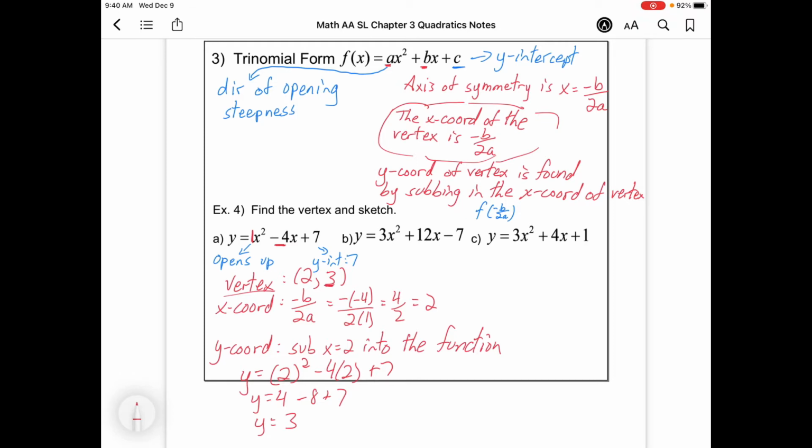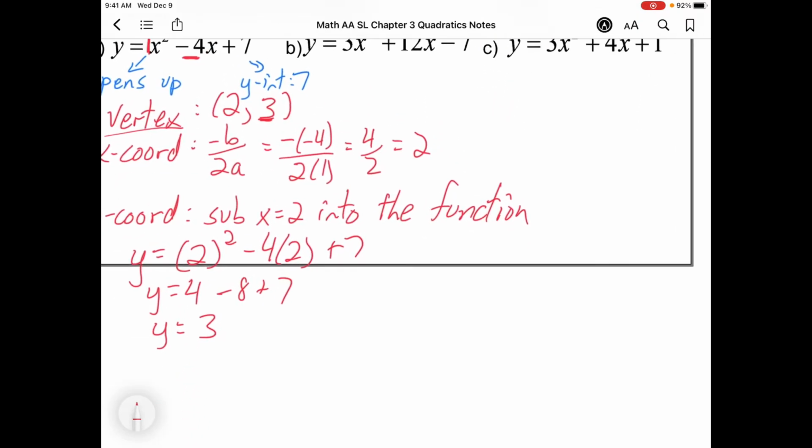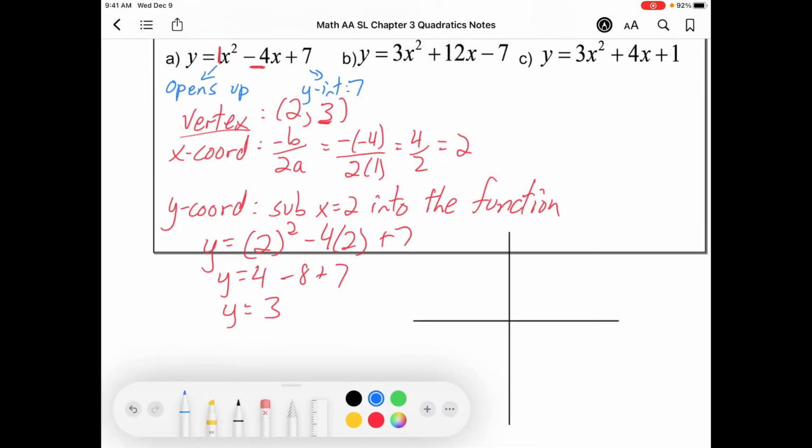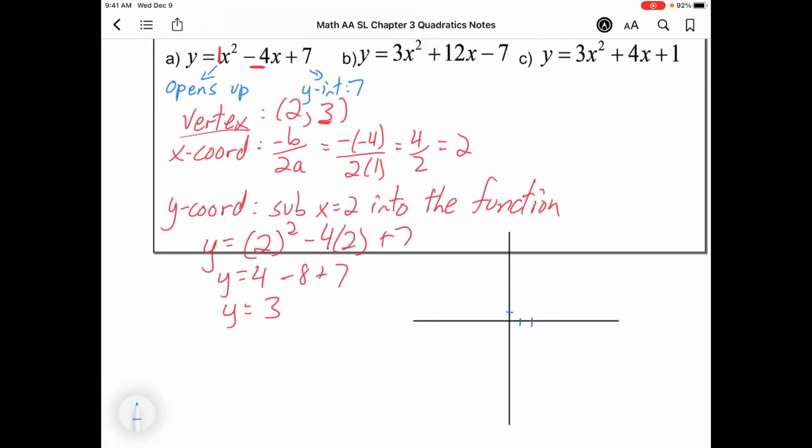At this point, we can make a pretty good graph. So I've got a little grid down here. I'm going to make my vertex at 2, 3. There's the vertex. I could draw in the axis of symmetry if I wanted to. Now I'm going to put in the y-intercept. That's actually enough for me to identify this parabola. So now I'll just try and turn it into a parabola-looking thing.